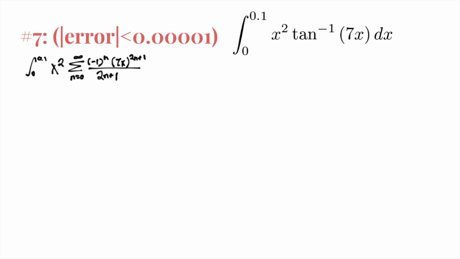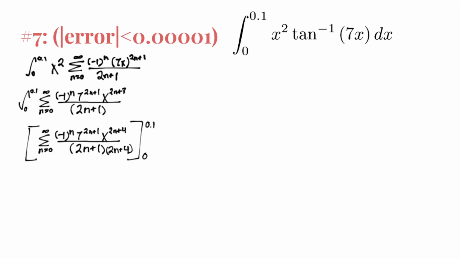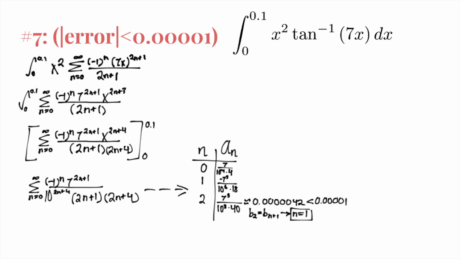We'll plug tan negative 1 of 7x, plugging 7x into the formula that we memorized for tan negative 1 of x as a series. And doing that, we can also move the x squared into the series itself, leaving us with this integral right here. Once we integrate that, we're going to end up with this right here, just using our power rule. And if we plug 0 in, we know that we're just going to end up with a 0. So we can plug in the 0.1, leaving us with a 10 to the 2n plus 4 in the denominator.